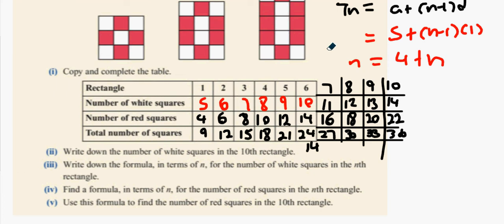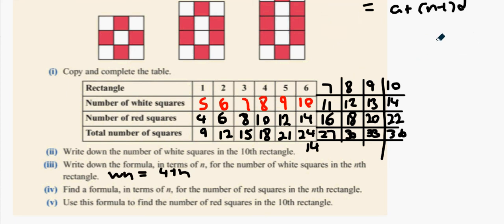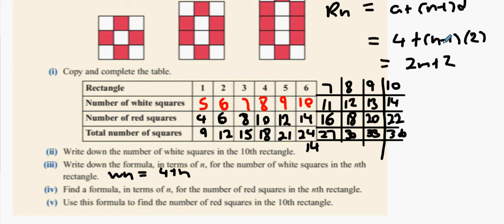I'll call it Wn, just white squares. Now, our next thing we're going to do is find out the number of red squares. So white squares is Wn equals 4 plus n. Red squares we'll call Rn. And red squares starts off at 4 and has a D value of 2, and it will equal 2n plus 2. So Rn equals 2n plus 2.